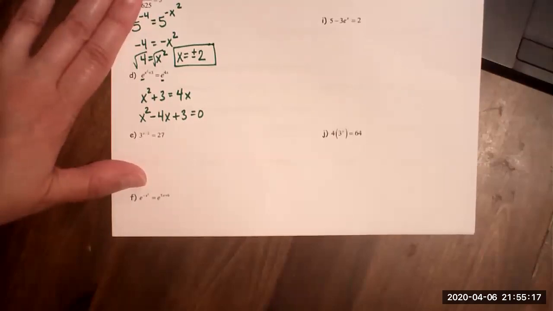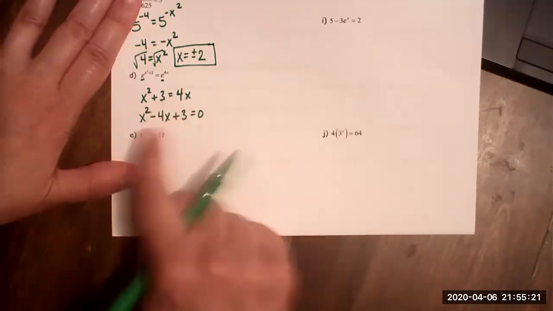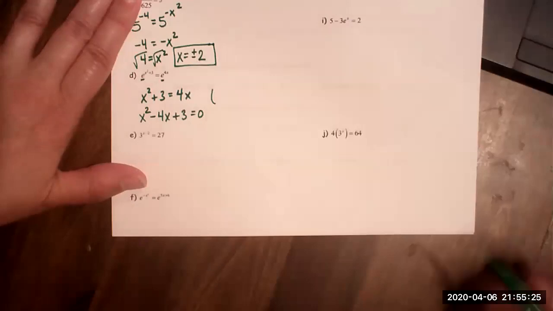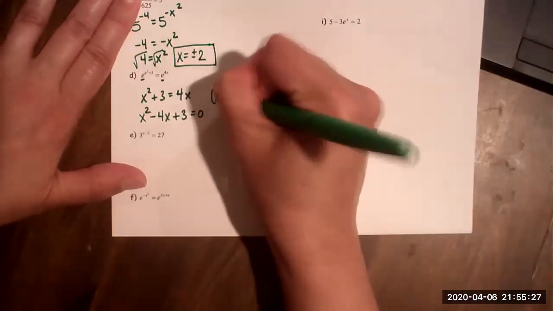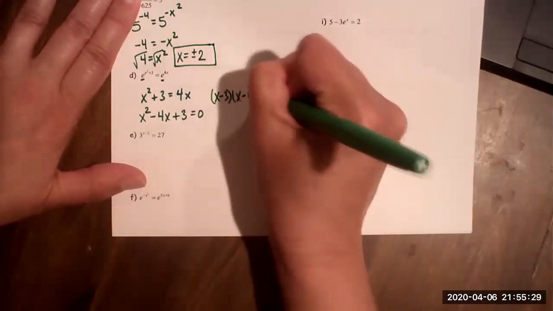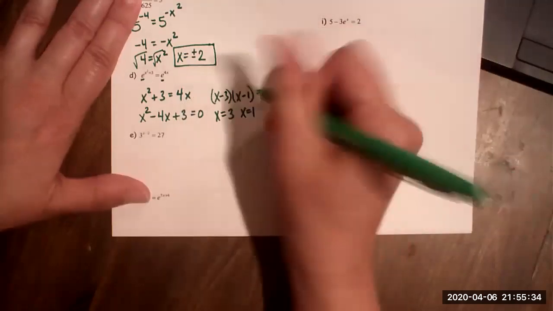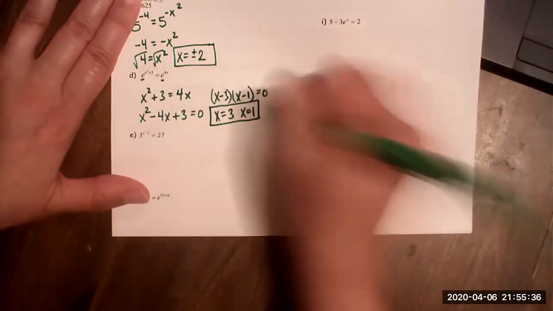So you have the same base, set the exponents equal to each other. I moved everything to one side, so now I need to solve. So I need to factor that. Multiplies to make 3, adds to make -4. X minus 3, x minus 1. So I get x is 3 and x is 1, and that is going to be our answer.